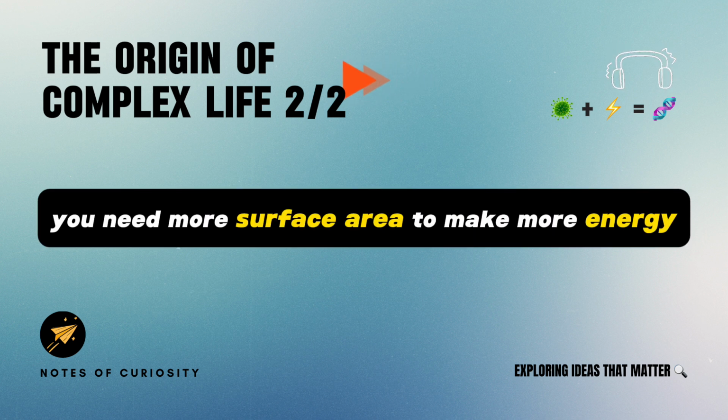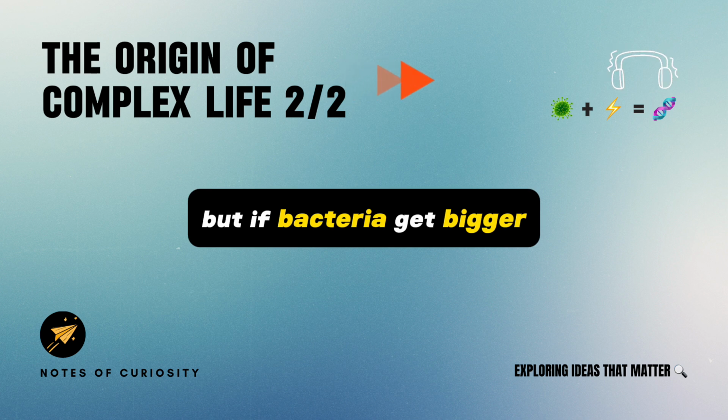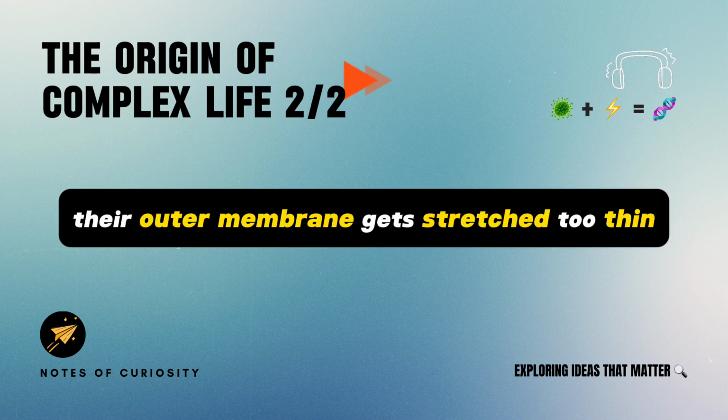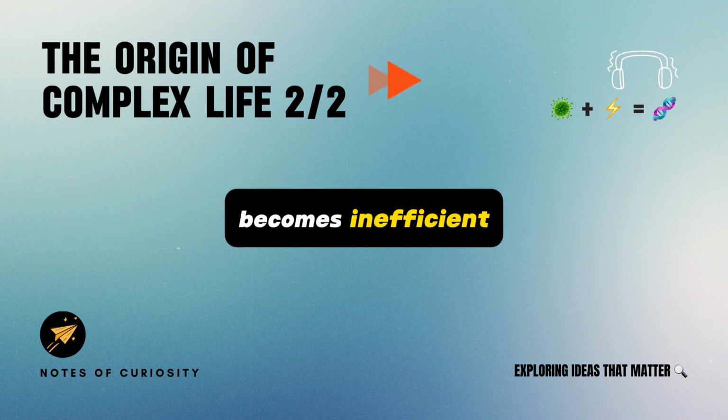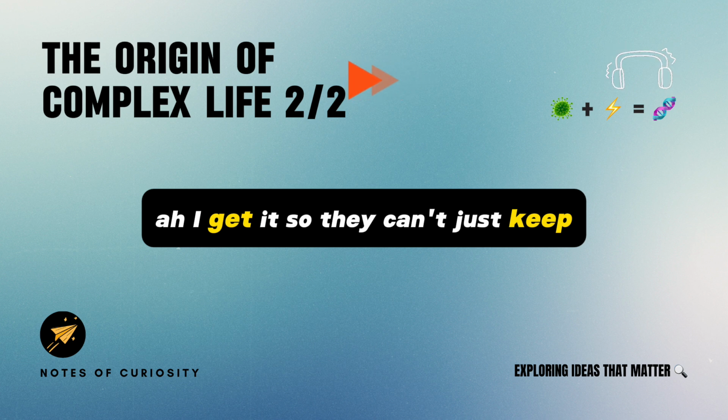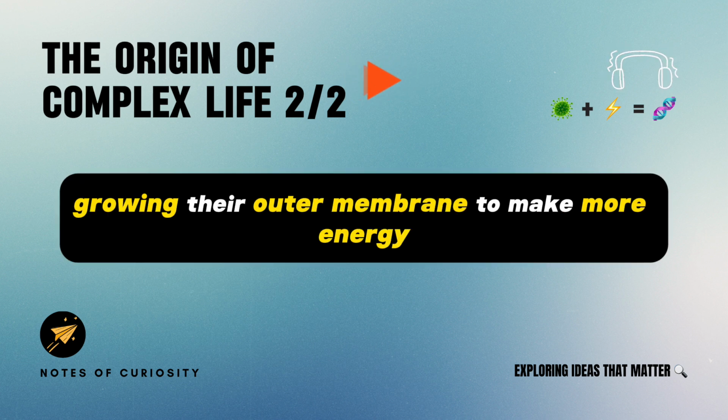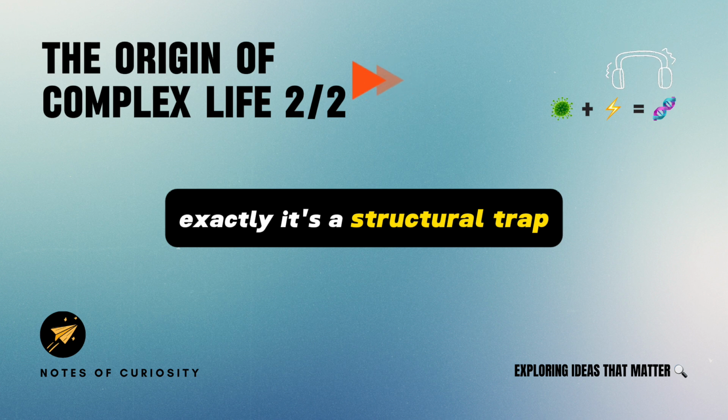You need more surface area to make more energy. But if bacteria get bigger, their outer membrane gets stretched too thin, becomes inefficient. I get it. So they can't just keep growing their outer membrane to make more energy? There's a limit. Exactly. It's a structural trap.